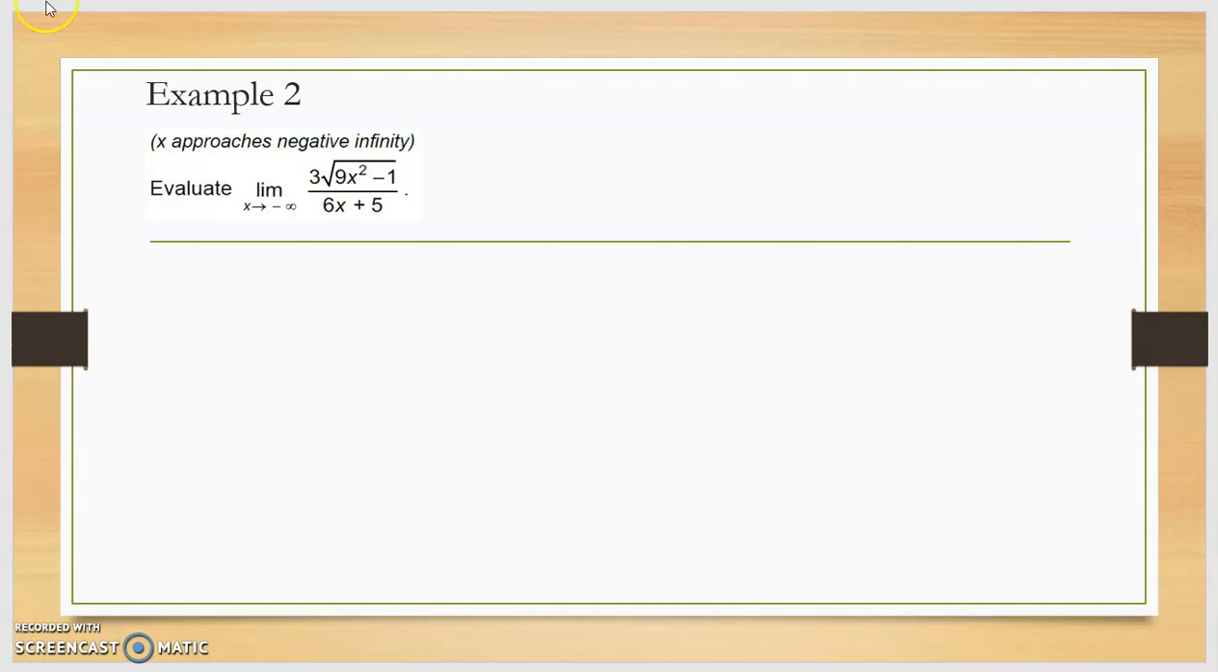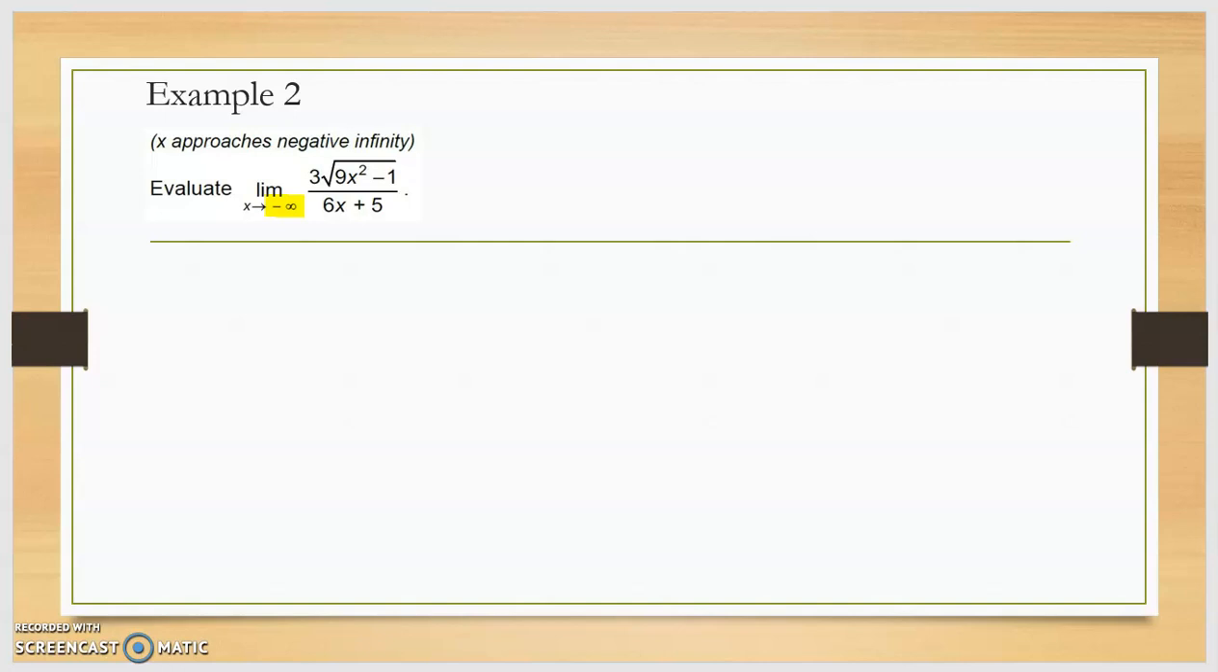Now we look at the second example for the second form. Evaluate this function, the limit of this radical function. We can see that in this example, x approaches negative infinity, so there is a little bit of difference here.